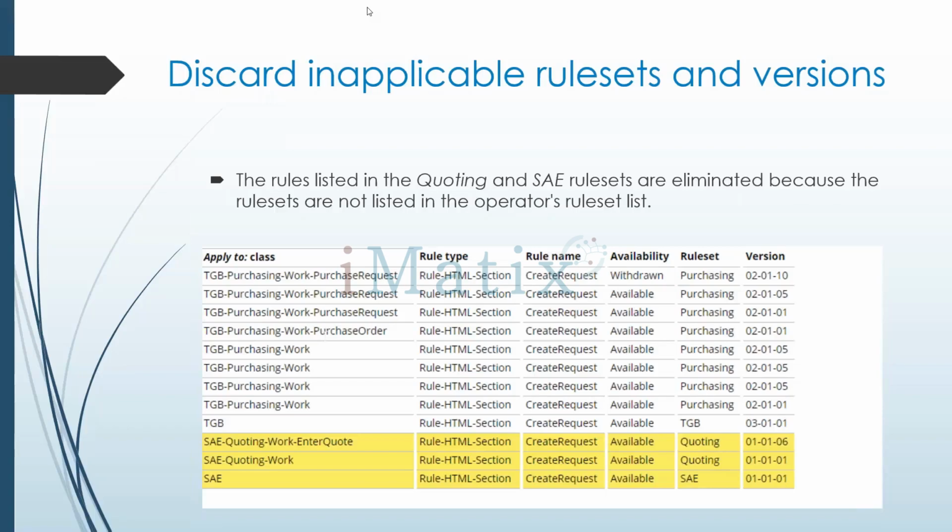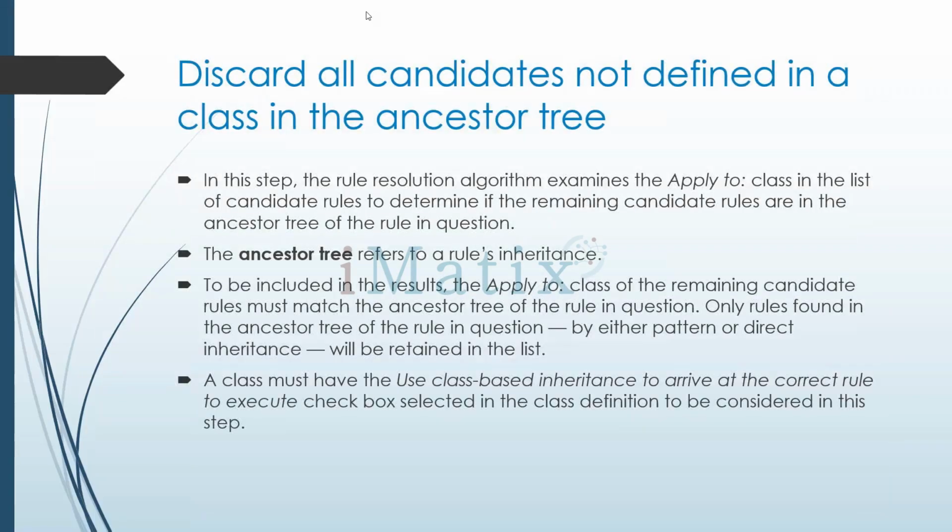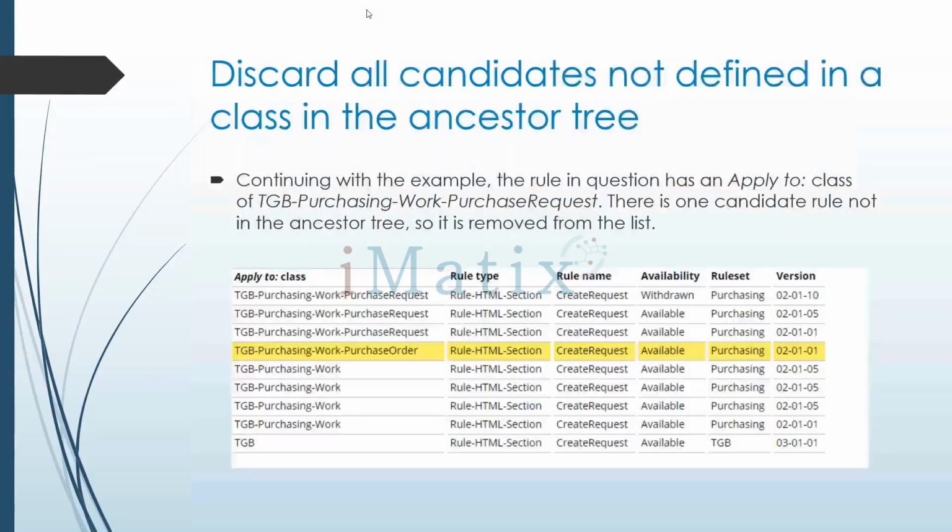Then what happens is this time we discard the candidates that are not part of the ancestor tree, which means if your rule candidate is not part of the ancestral hierarchy, you can remove it from the rule candidates. Here comes your inheritance concept. The rules that are part of your pattern or direct inheritance will be allowed, whereas the rest will be discarded. How is that going to happen? We will look at the class structures here.